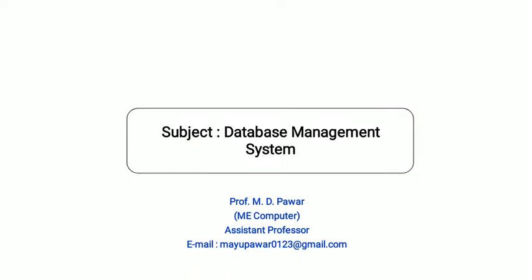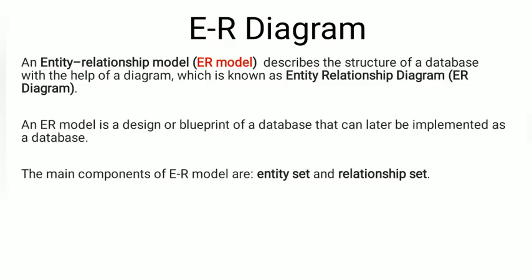ER model in DBMS. An ER model is nothing but an entity relationship model. It describes the structure of the database with the help of a diagram, which is known as an entity relationship diagram, that is our ER diagram. An ER model is a design or blueprint of a database that can later be implemented as a database.